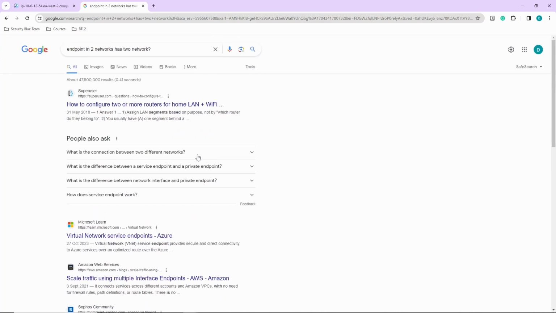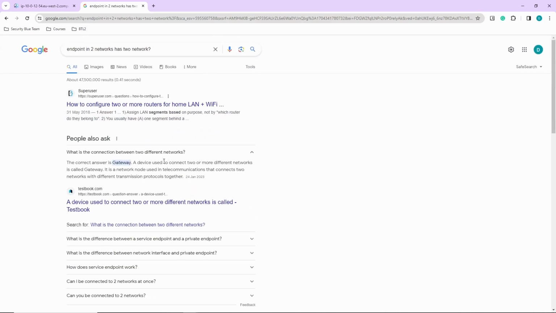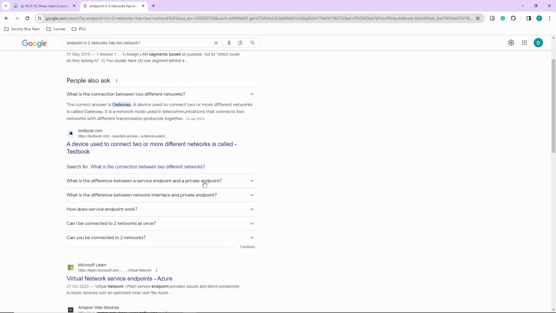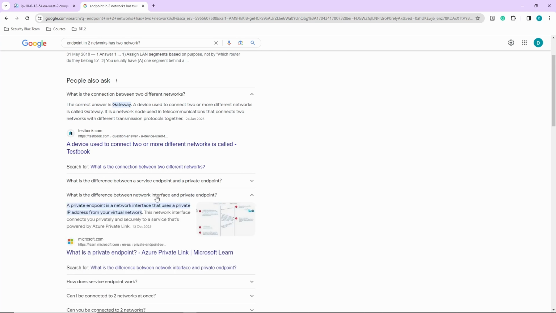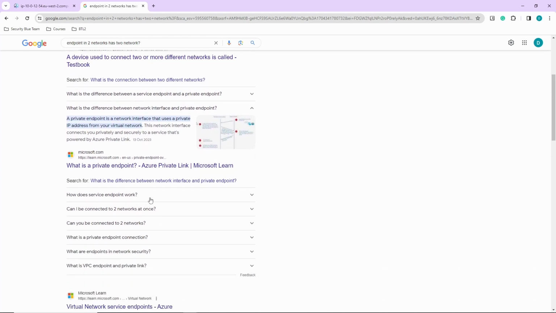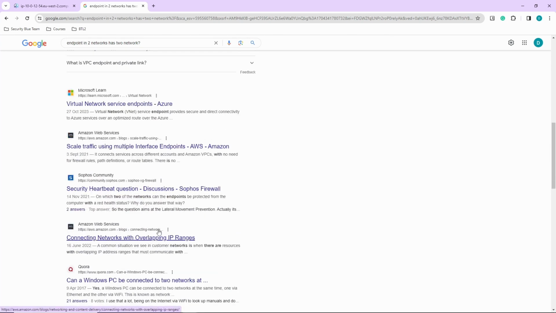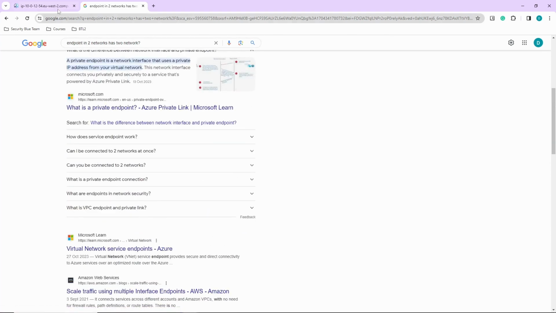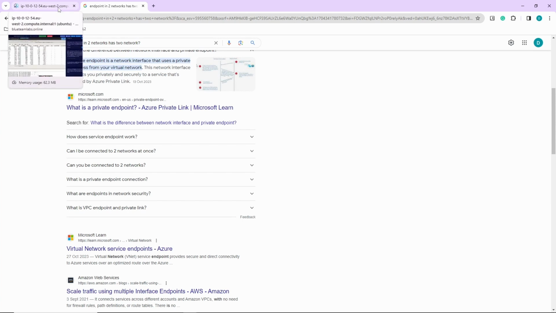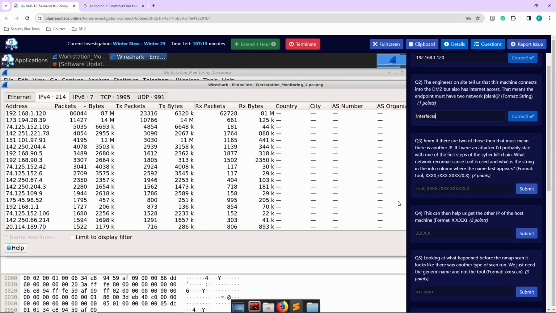We want the endpoint to have gateways. So this is a network interface. Yeah, so a private endpoint is your network interface that uses a private IP address from your virtual network. So it may have taken you a little bit to get to this, or you just may have known from using VMs in the past or doing some networking as well.